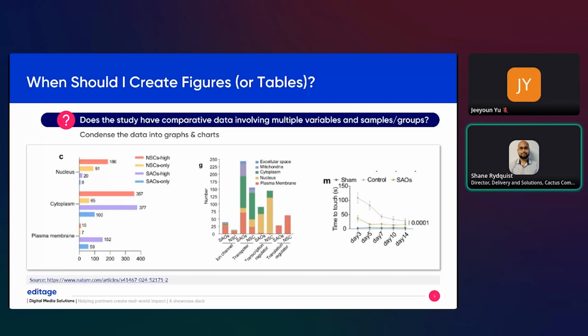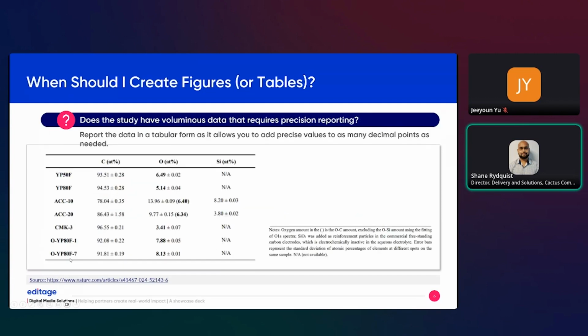The second question, perhaps, you should ask yourself is, does your study have voluminous data that requires very precise reporting? Now, if the voluminous data that you have requires very specific reporting, requires very specific representation of exact figures and numbers that you have acquired through the course of your study, then you should definitely be defaulting to reporting that data in a tabular form, as it allows you to add precise values to as many decimal points as needed.